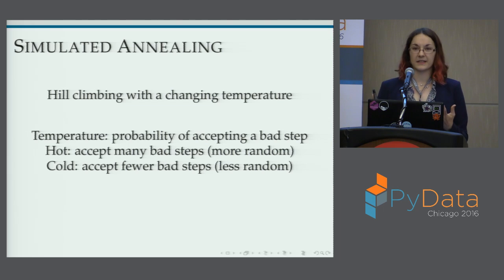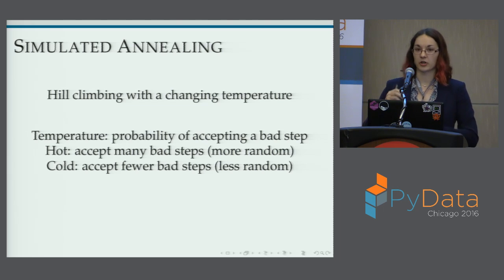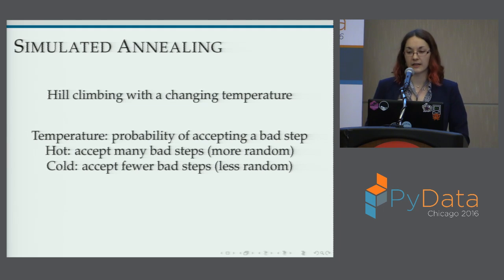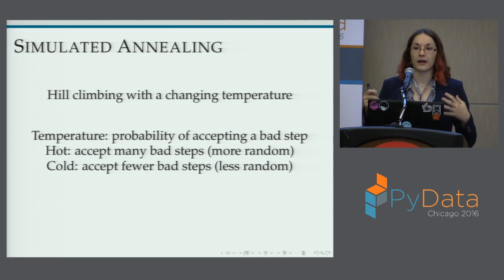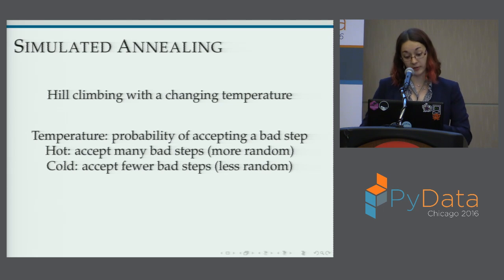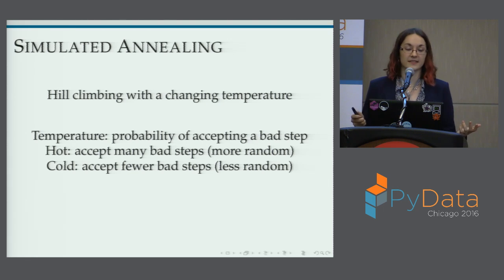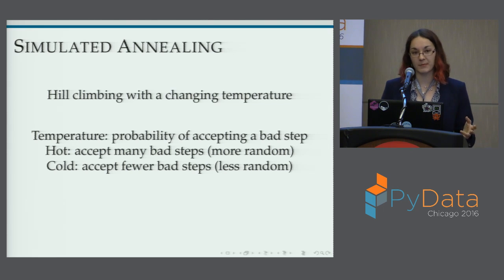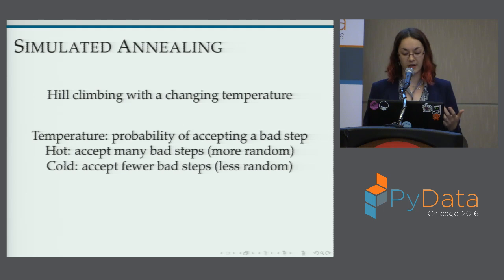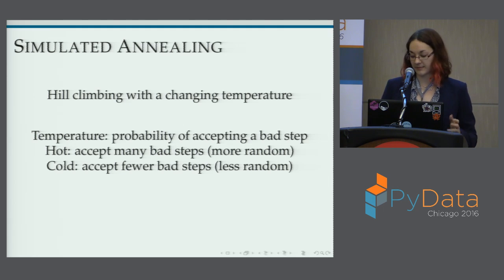And this is kind of based on the idea that molecules at a hotter temperature tend to move around more randomly, whereas at a colder temperature, they're less likely to move around and they'll only move into a more stable configuration. So at a hot temperature, we'll accept a lot of bad steps, and it's essentially a random walk. We'll make some change and we'll just say, yeah, sure, let's try that. At a colder temperature, it's more like a hill climber. You're not accepting as many bad steps.